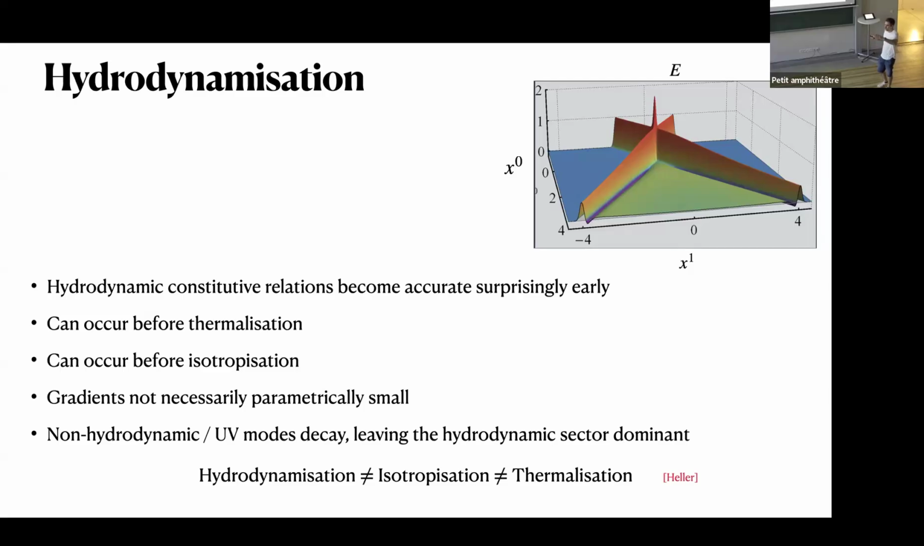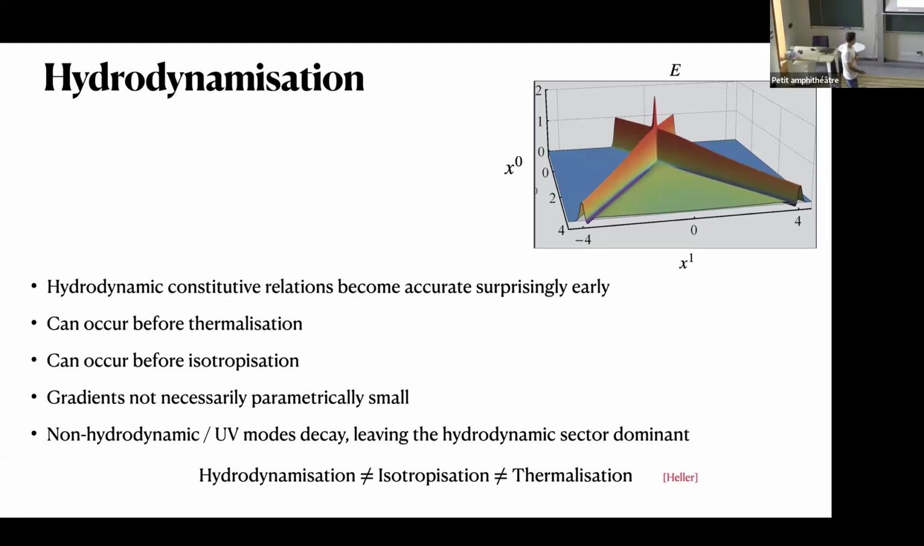All you want is that all these UV modes that I showed you in the previous slides that form like a Christmas tree have been switched off. When that happens, then you have an effective hydrodynamic description. Could you state in this context what's your definition of thermalization?